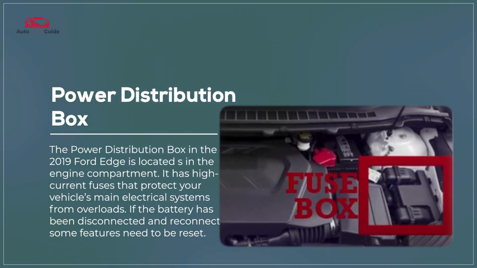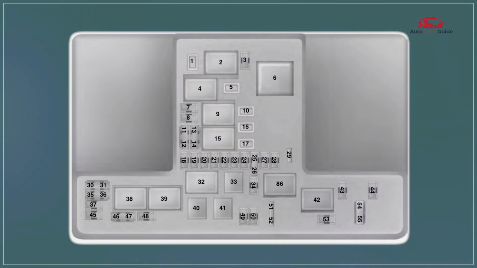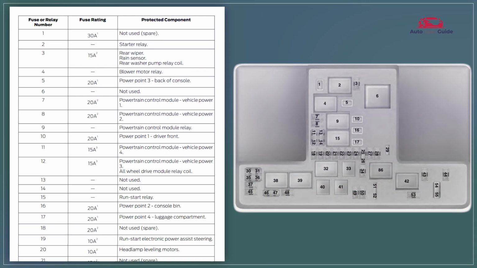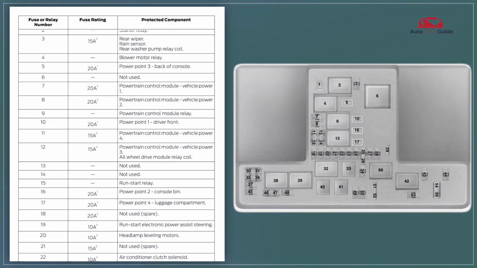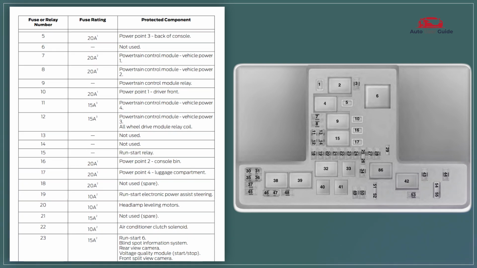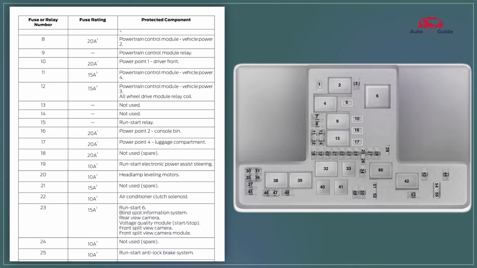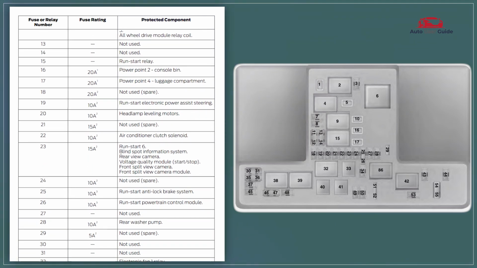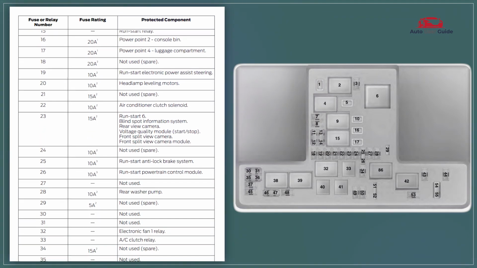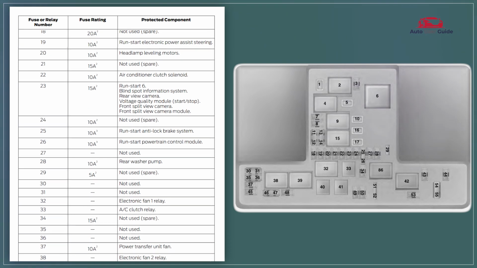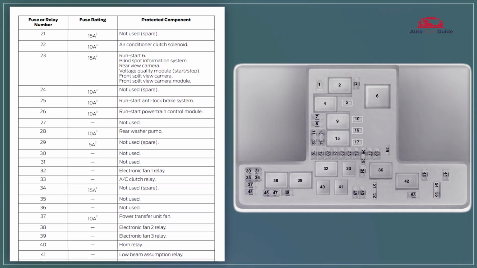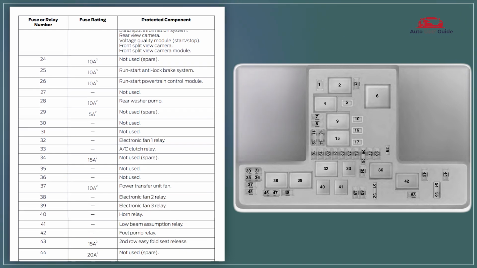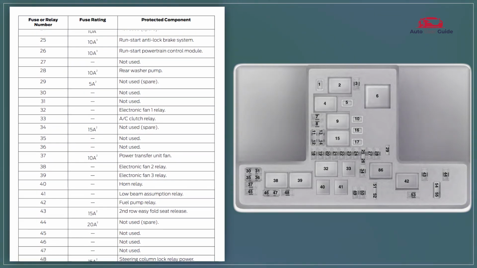Power distribution box. The 2019 Ford Edge power distribution box is equipped with a compact design that houses fuses and relays for various electrical systems, facilitating efficient power management. It features clear labeling for easy identification of fuses, ensuring quick access for maintenance and troubleshooting.